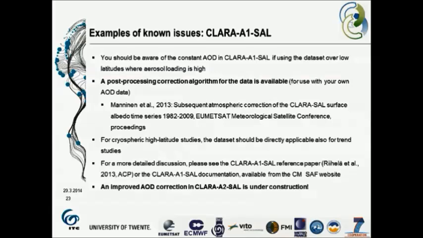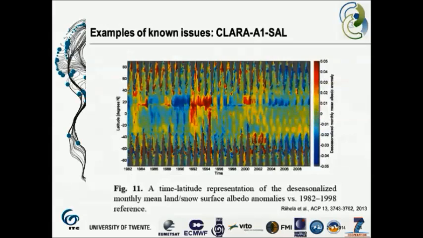And I will note that, of course, in the next iteration, we are now working on the dynamic aerosol optical depth correction for the atmospheric correction part of the algorithm. But just to look at what happens in Clara A1 cell as a result of this, this is a plot of the deseasonalized surface albedo anomalies in the monthly mean products. And anomaly, of course, means the deviation of a monthly mean albedo from its long-term average. That's the definition.